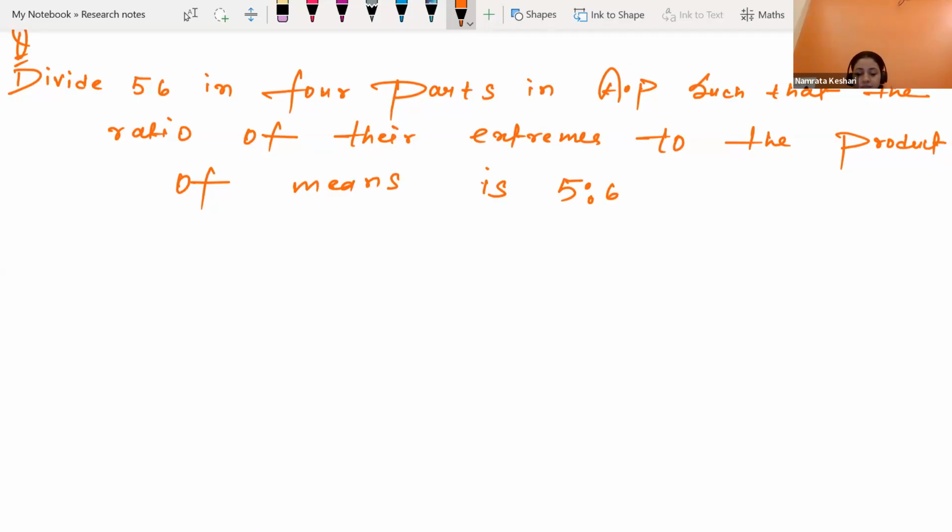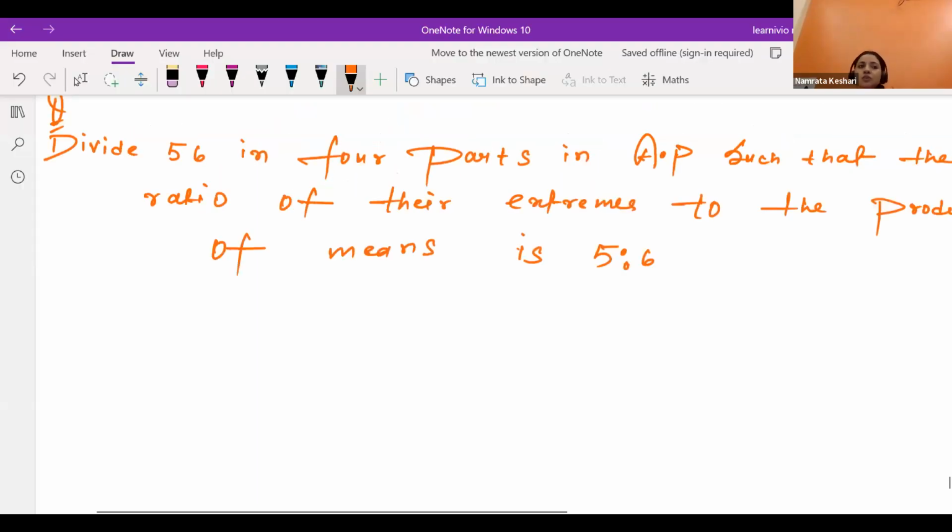Ma'am, what is ratio of the extremes? Ratio of the extreme, if I'm saying that 4 numbers we are having A, B, C, D, then A and B, these two are the extreme numbers sitting at the extreme end, and these two are the numbers sitting in the middle, called the mean.